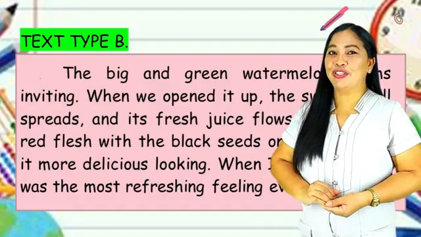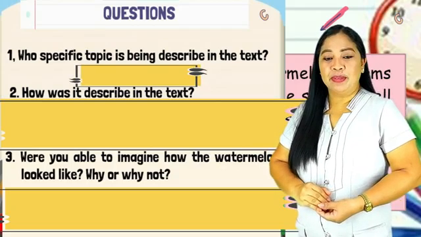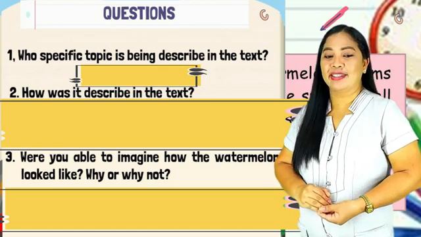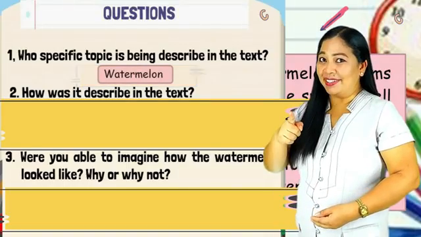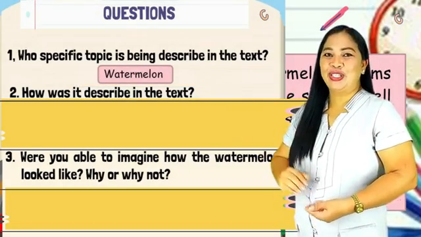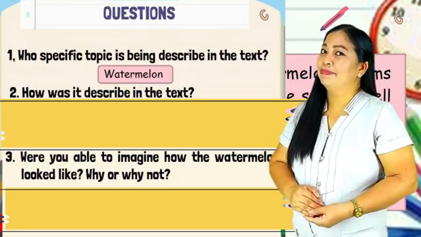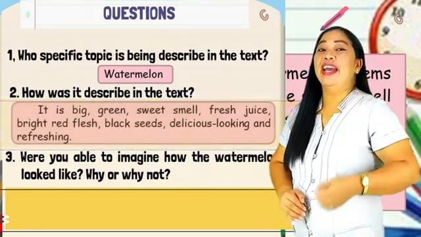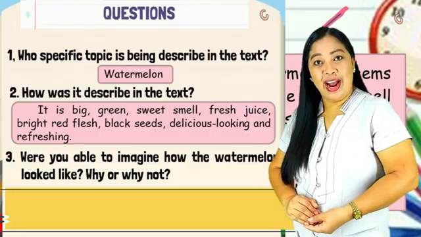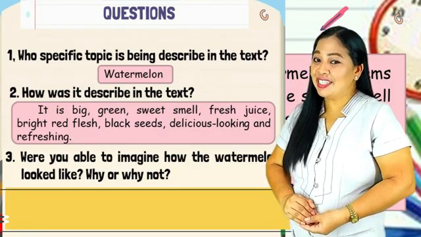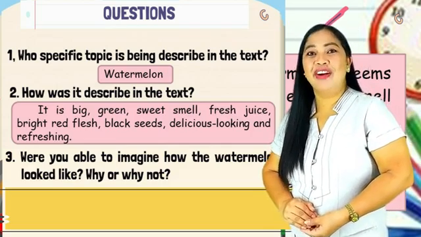Let's have a comprehension check. Look at these questions. Number 1. What specific topic is being described in the text? Can you tell me? Correct. It's watermelon. Question number 2. How was it described in the text? Yes, it is big, green, sweet smell, fresh juice, bright red flesh, black seeds, delicious looking, and refreshing.